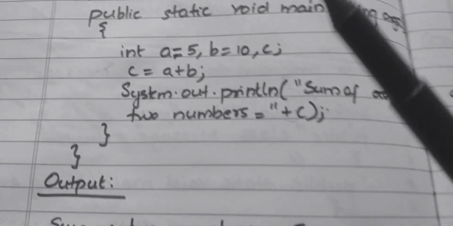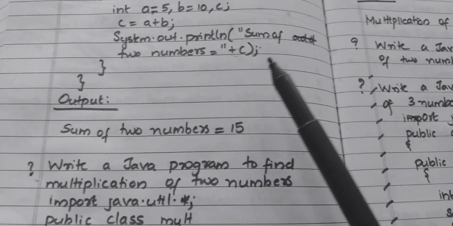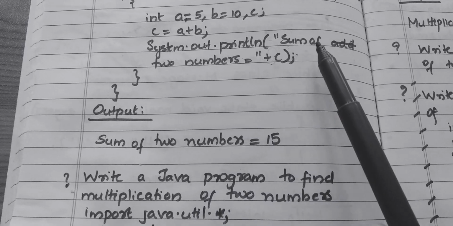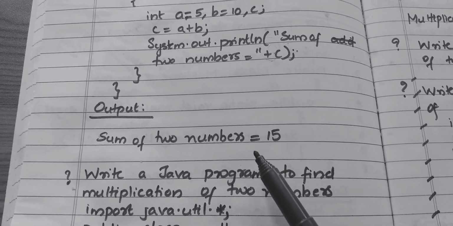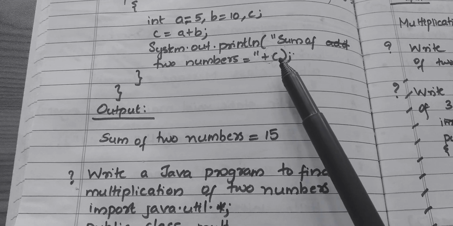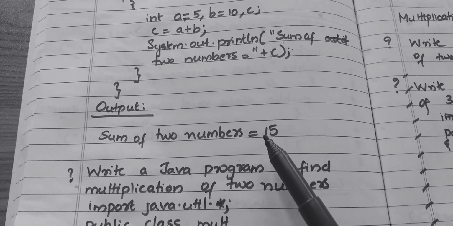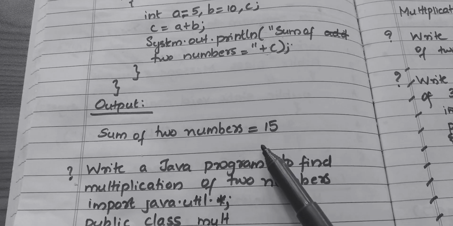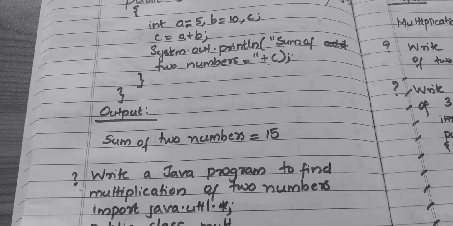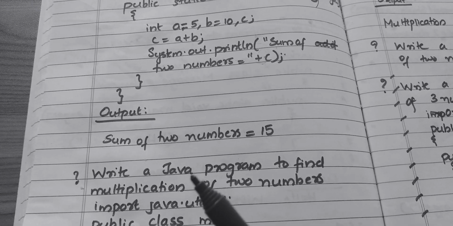So the output of the program is like this. Here we have given only a printing statement. What is our message? Sum of the two numbers equal to, plus C. What is in C? That won't appear in the output screen as text. Then what is the thing in C? It's the net result, 15. So students, I hope this is clear for you.